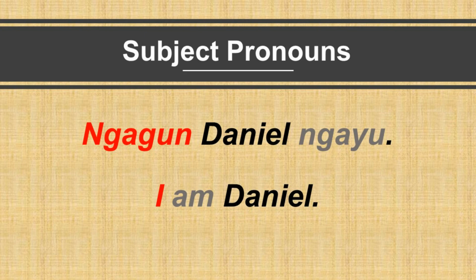I am Daniel. You can see the structure in Wagiman is a bit different from English. You start with a pronoun, then you put the name there, and the word I am is at the end. Technically, you don't even need to say the word ngagun, because ngayu itself already means I am. But for the purpose of this lesson, of course we will use ngagun here. So, I am Daniel, ngagun Daniel ngayu.